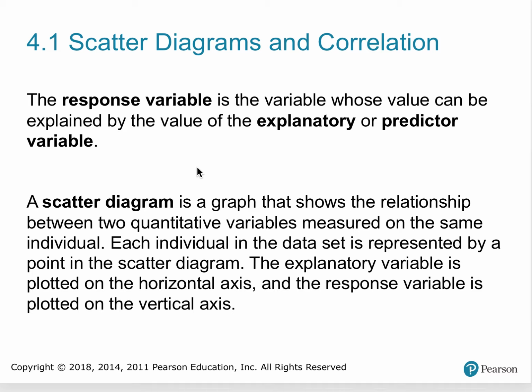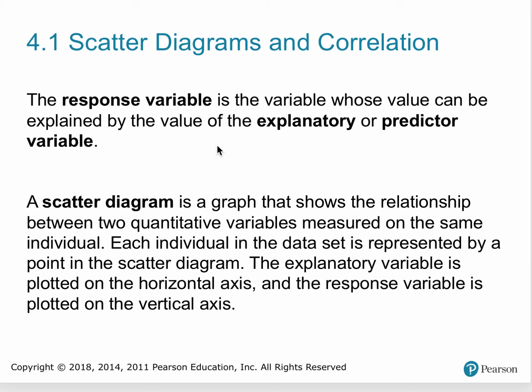Okay, so before we can represent bivariate data graphically, we got to decide which variable will be used to predict the value of the other variable. Okay, so the response variable is the variable whose value can be explained by the value of the explanatory or predictor variable. Mostly we call it the explanatory variable. And the first step in identifying the type of relationship that might exist between two quantitative, right? They got to be quantitative variables, is to draw a picture of the data.